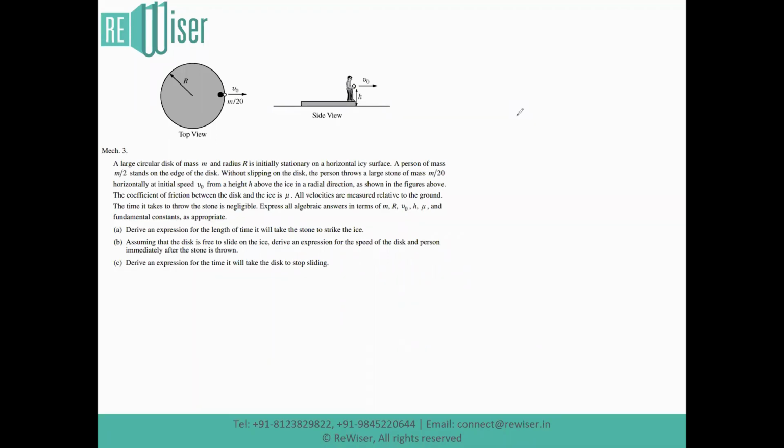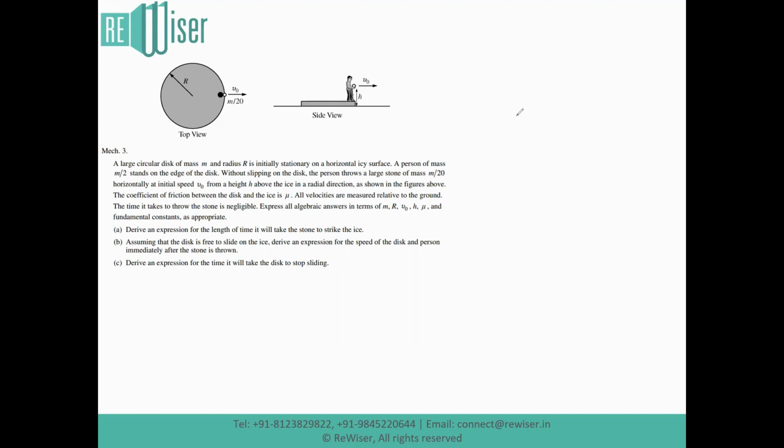Here we have another question to deal with from AP Mechanics. Let's try to take a look at the question. A large circular disk of mass m and radius r is initially stationary on a horizontal icy surface. A person of mass m/2 stands on the edge of the disk. Without slipping on the disk, the person throws a large stone of mass m/20 horizontally at initial speed v0 from a height h above the ice in a radial direction, as shown in the figures above.